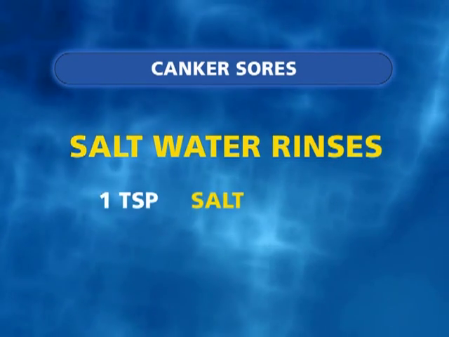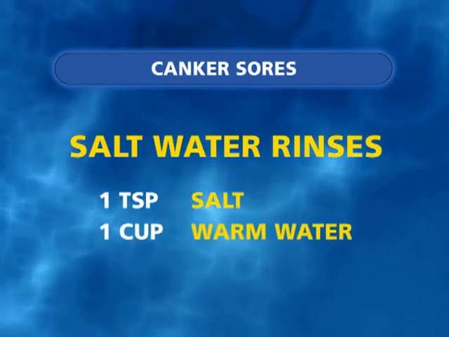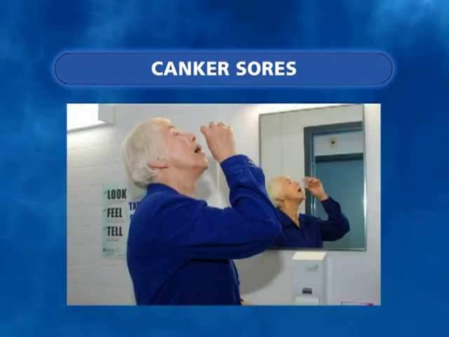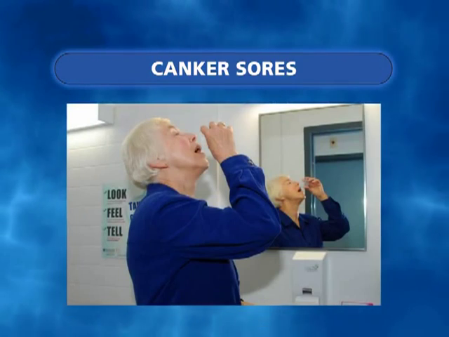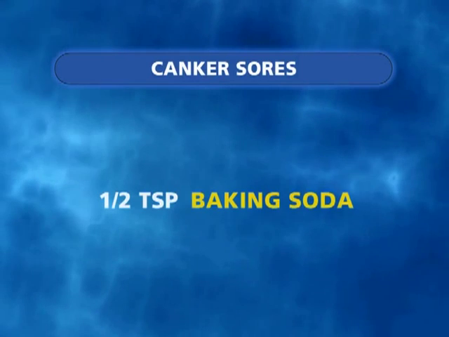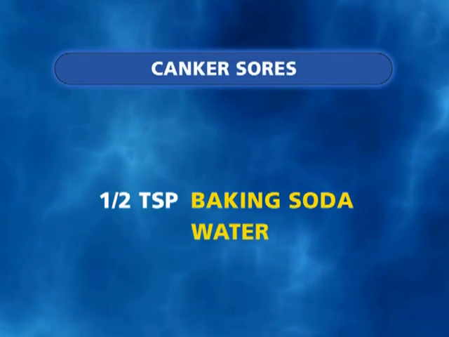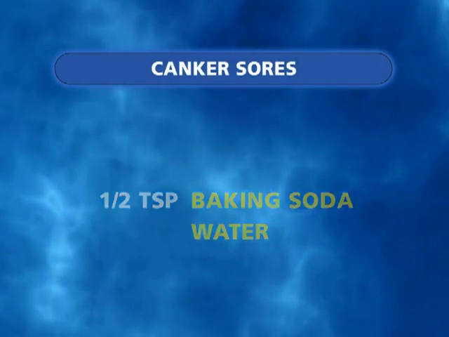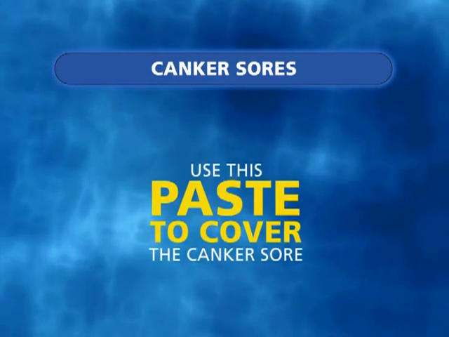Mix 1 teaspoon salt to 1 cup of warm water. Swish the solution around the mouth as you would a mouth rinse and spit out. Another remedy is half a teaspoon of baking soda mixed with water until it makes a thick paste. Use this paste to cover the canker sore.